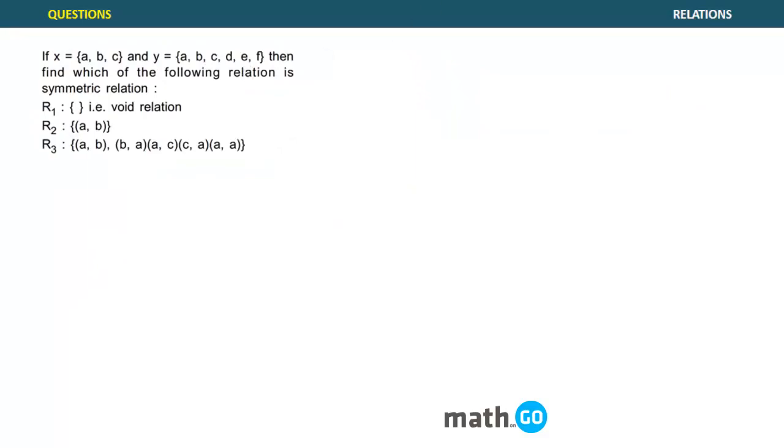It's again the same kind of problem, and now it is asking you to prove which one of them is a symmetric relation. So again, X has 3 elements here, and Y has 6 elements: A, B, C, D, E, F. Right? Now let's start. What do you understand by symmetric? If there is A comma B, then you should have B comma A. If there is A comma C, then you should have C comma A. This is the meaning of symmetric.